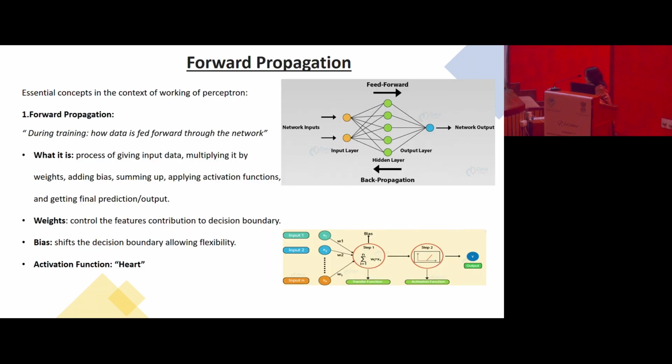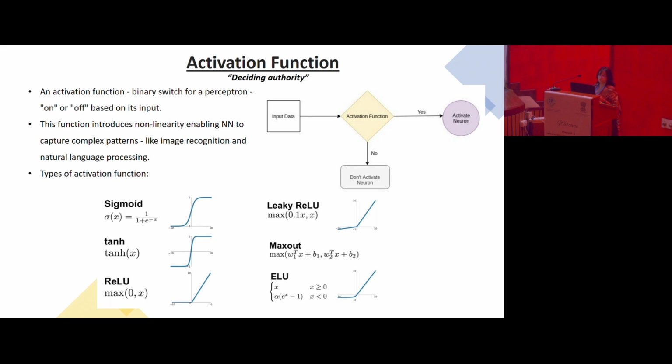As previously discussed, weights control the features' contribution, and the bias shifts the decision boundary, allowing flexibility. These two parameters are very important model parameters, and they are adjusted during training to improve the accuracy of the model. Then we have the activation function, which is the heart, or I should say the deciding authority, of the perceptron. We can think of the activation function as a binary switch for a perceptron.